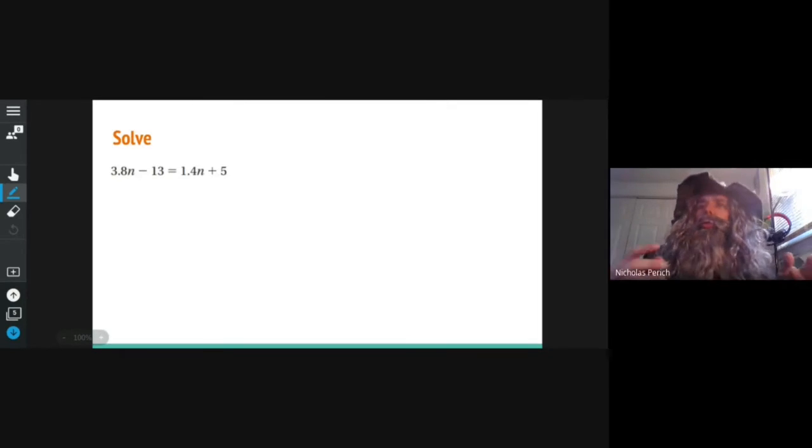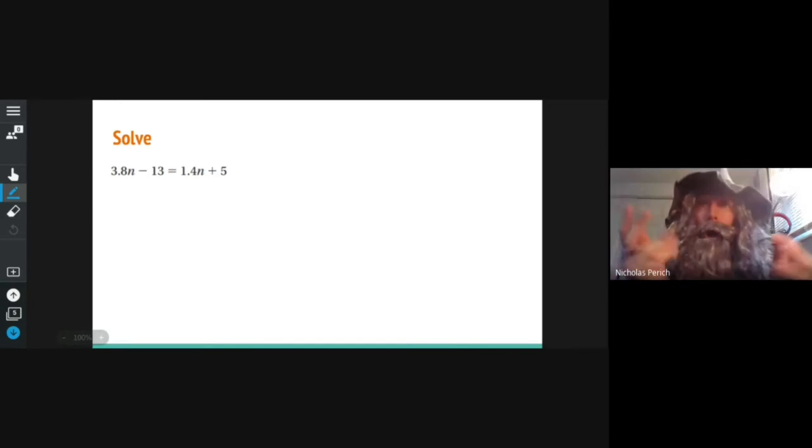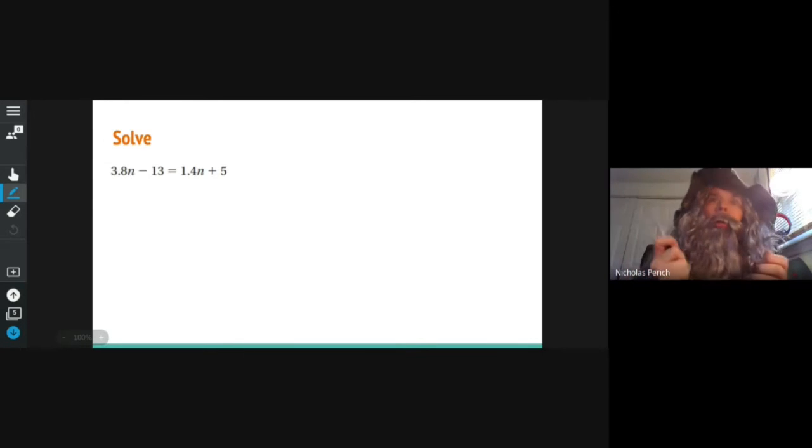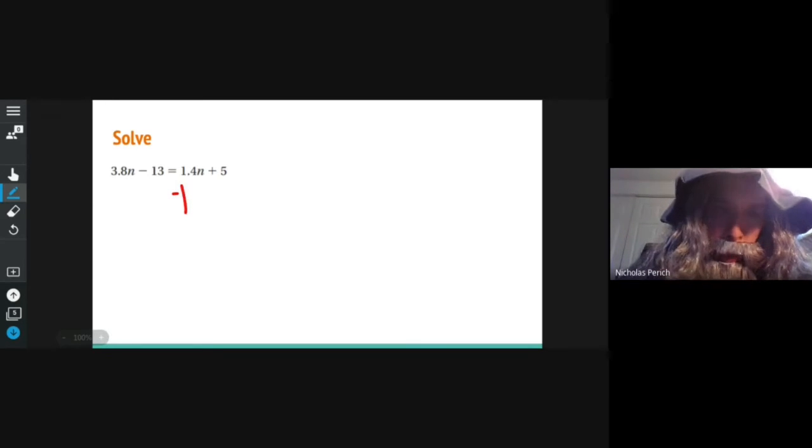Oh my goodness, what? Why, there's n's on both sides of the equal sign. What kind of possession is this? I shall exorcise the n's out. One from the left or the right. I shall first get rid of 1 4/10 n. And the way I will get rid of 1 4/10 n is I will subtract it from both sides.